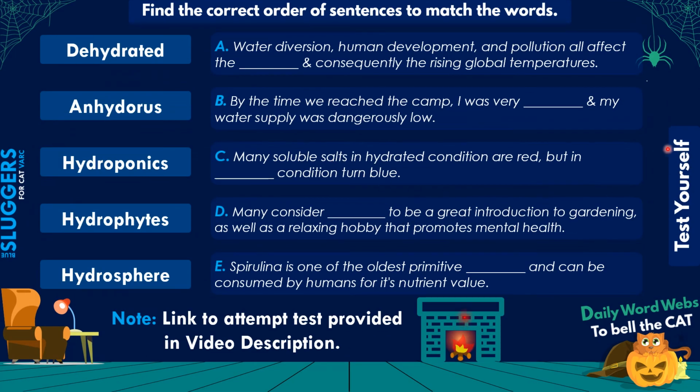Here you can again pause the video and test yourself. You just need to find the correct order of sentences which have been shuffled, so that the right sentence is along with the right word. The words are fixed on the left side. You can also attempt this test via a Google form, the link to which has been provided in the description.